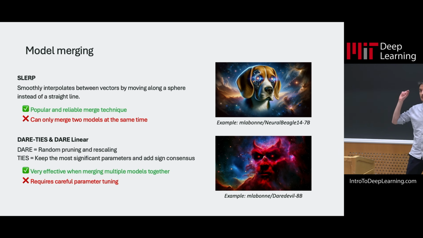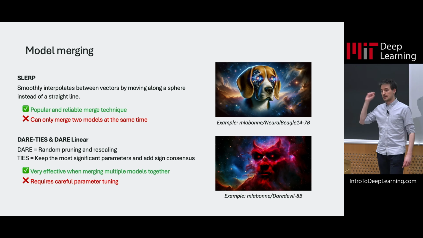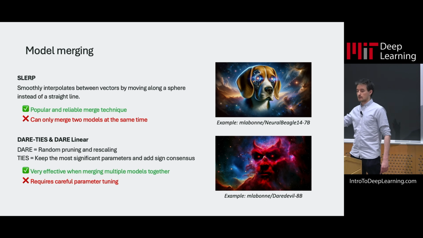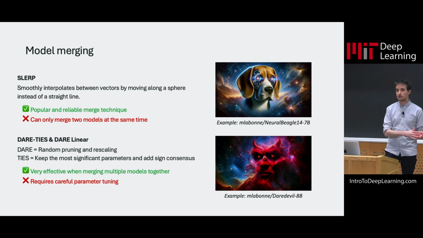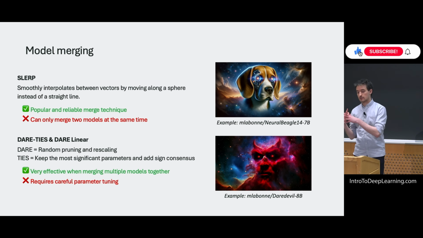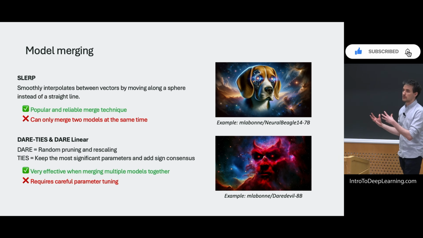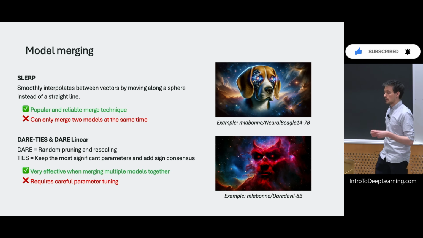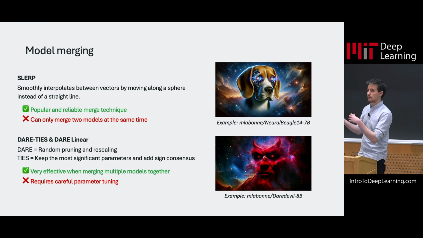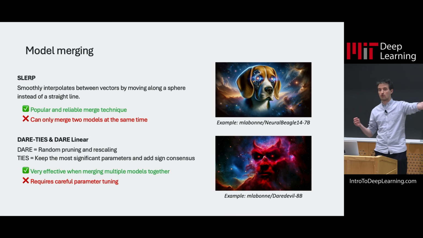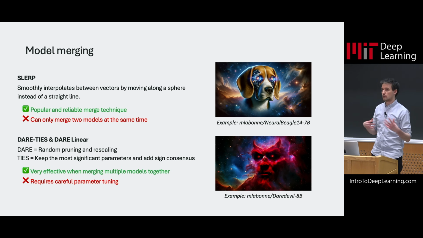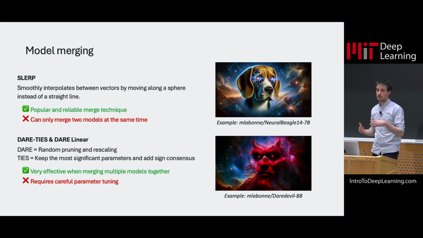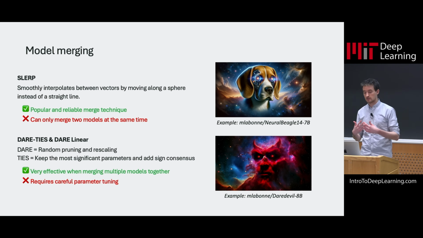And the second technique that I find more interesting is DARE-TIES or DARE-linear. So DARE is a technique that randomly prunes and rescales the parameters of your source models. TIES is a technique that keeps the most significant parameters in your source models and adds a sign consensus, because it happens that if you take the parameter of model 1 and the parameter of model 2, one is positive and the other one is negative. So if you combine them, you get 0, and that's actually not really good. That's not the best way of combining them. So this sign consensus addresses this issue.